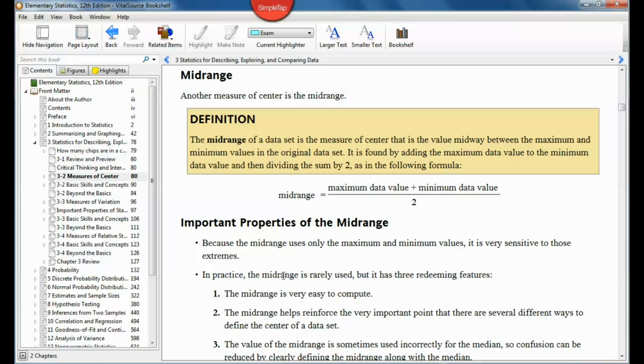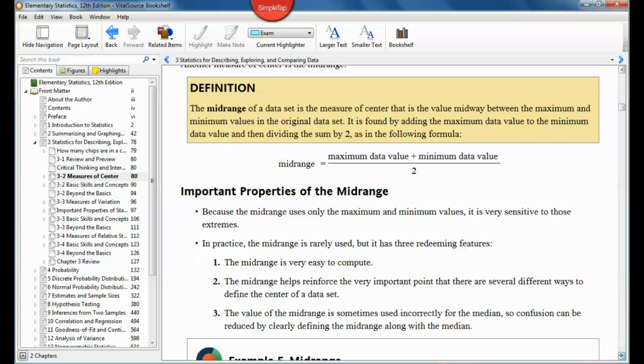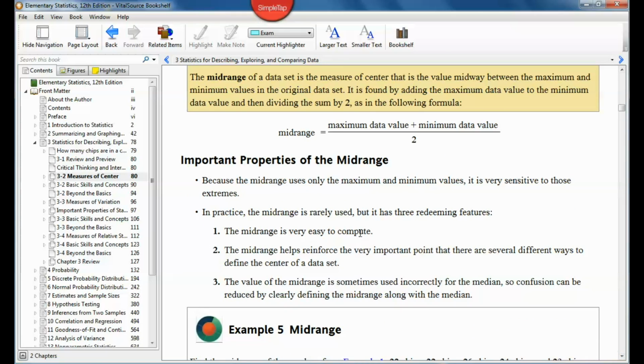The book says the mid-range is rarely used, but it has 3 redeeming features. The mid-range is very easy to compute. The mid-range helps reinforce the very important point that there are several different ways to define a center of a data set. And the value of the mid-range is sometimes used incorrectly for the median. So confusion can be reduced by clearly defining the mid-range along with the median. I don't really see those as redeeming features, but that's what your book says. Really easy to find the mid-range.